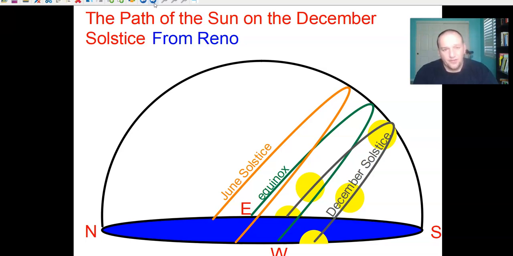In the December solstice for us in Reno, the sun rises south of east, doesn't go very high in the sky, and sets south of west, and is down much longer than it's up. And this is represented by the gray line here.